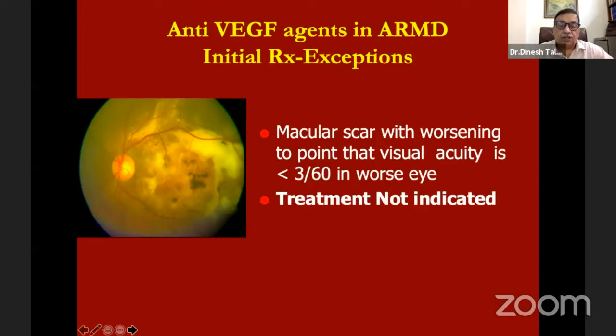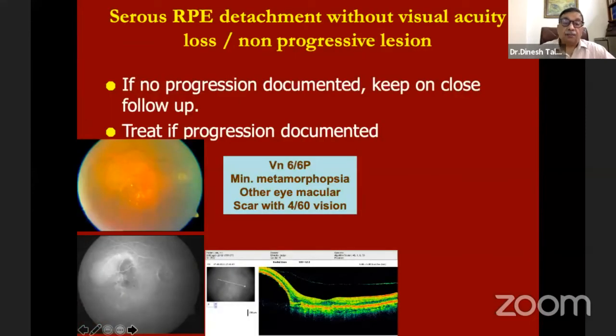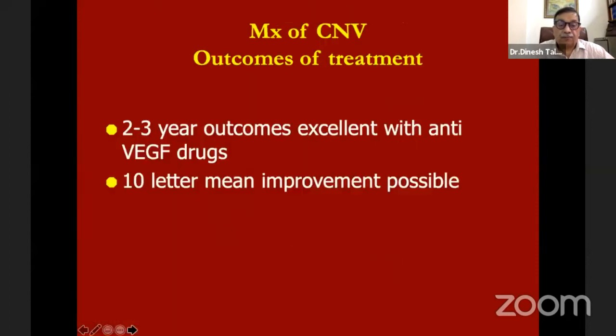There are certain situations where you're not going to treat. If I have a patient like this, macular scar worsening to the point the vision is less than 3/60, there's no indication for treatment. If you have this kind of scar which is formed and these are cold hemorrhages, again, there is no indication for any further treatment. But keep it in mind, if you have a non-progressive occult lesion, dense RPD, vision 6/6, I would not treat this patient unless I have definite evidence of progression.